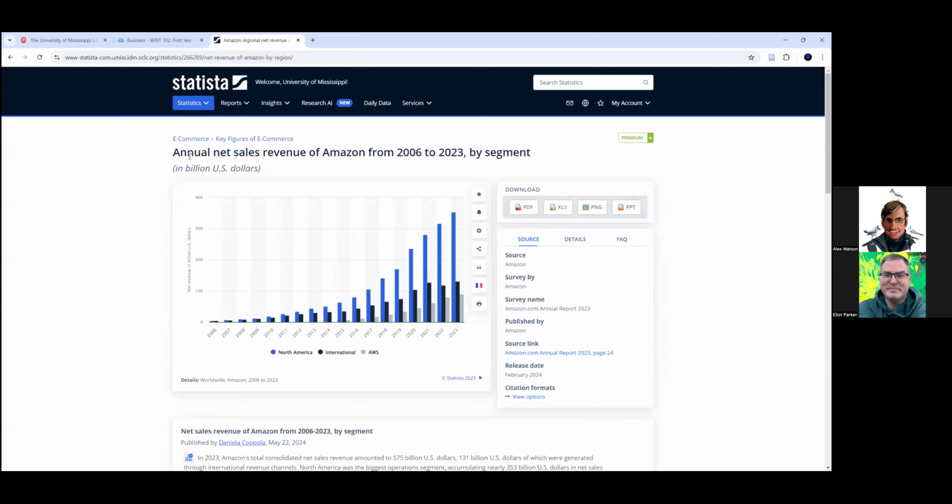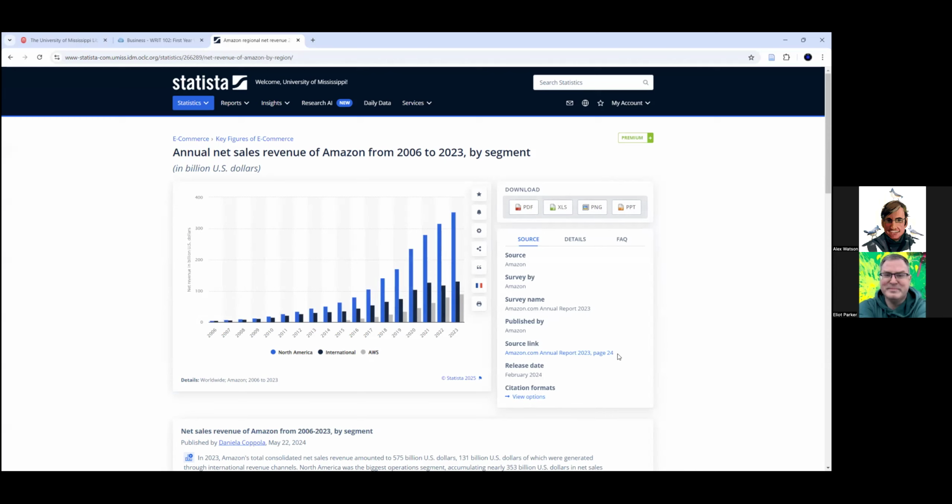In this case, you can see the annual net sales revenue of Amazon from 2006 to 2023 by segment. Blue is North America. The navy blue is international. And then this gray is AWS, or Amazon Web Services, the same thing that we saw earlier in the form of a how-to book. That would be their web hosting. Interesting to see how those three things come together.